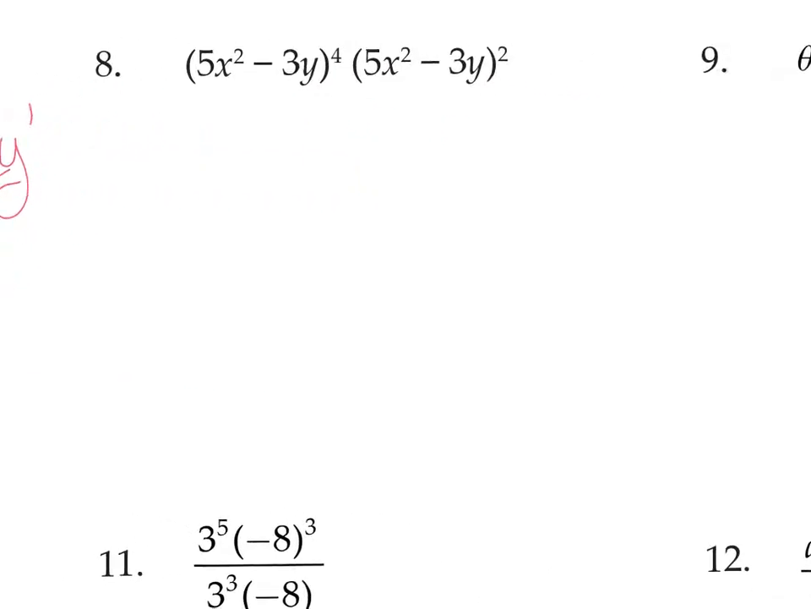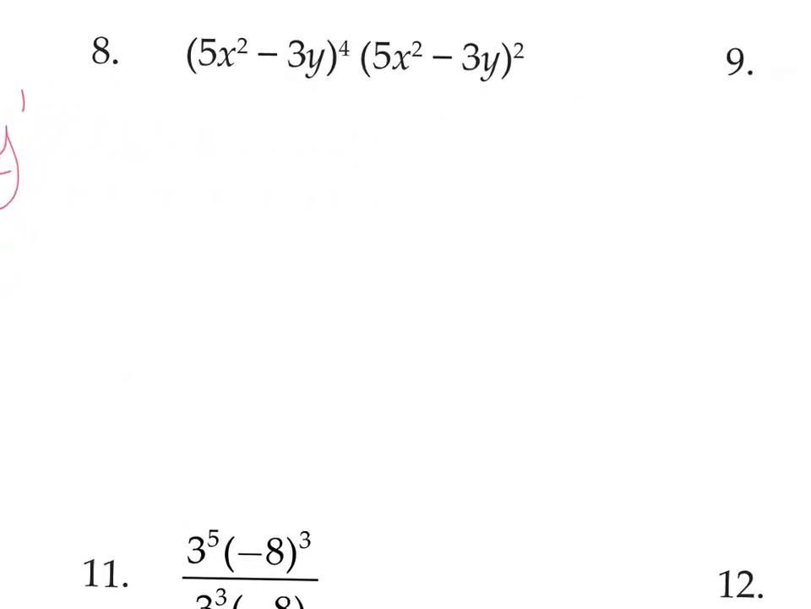On number 8, we had a question similar to this in the lesson with the minus sign inside. So what we have to recognize here is these are the same base, 5x squared minus 3y, 5x squared minus 3y. They're the same base. We are not going to bring the exponents in. Exponents cannot come in and distribute over minus signs, so we can't do that.